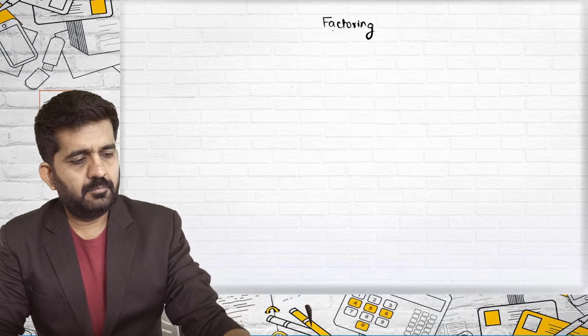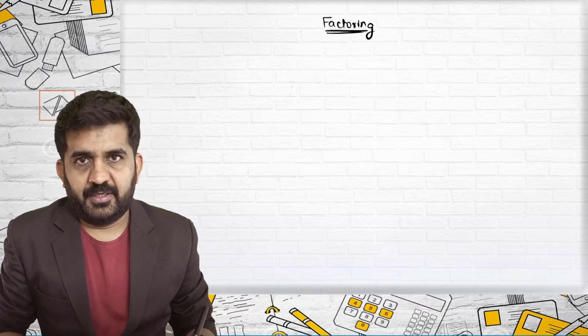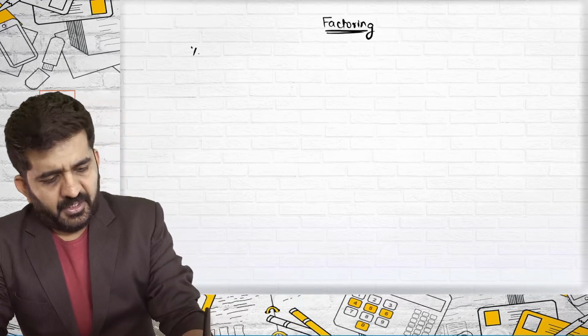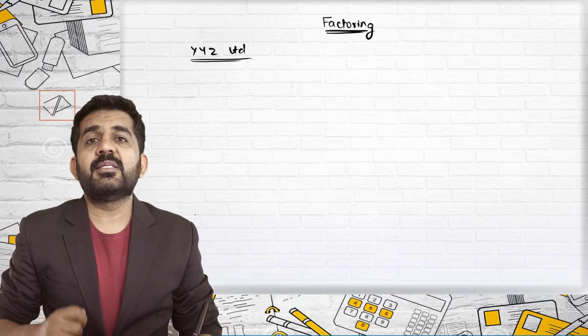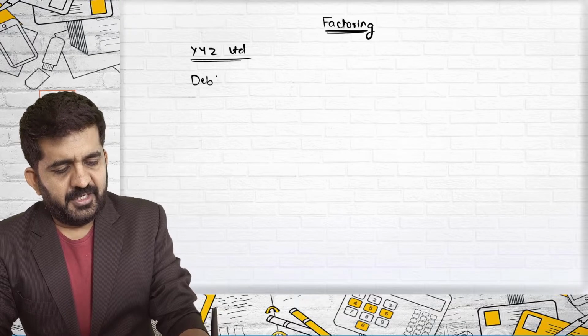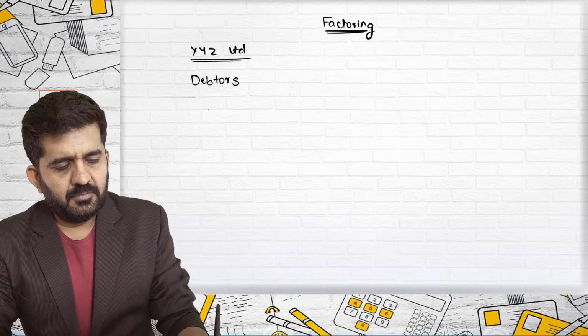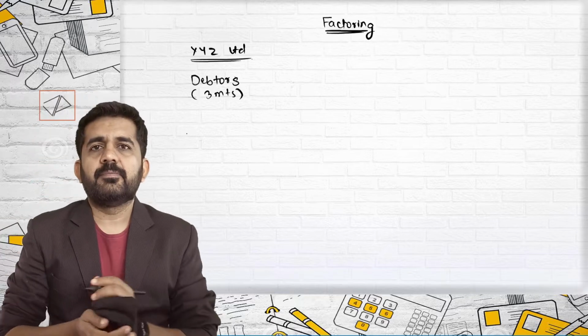In today's lecture, we are going to learn factoring. Let us first try to understand the concept of factoring. Suppose a company XYZ Limited is selling goods on credit. So they will create debtors and say they give a credit period of 3 months.